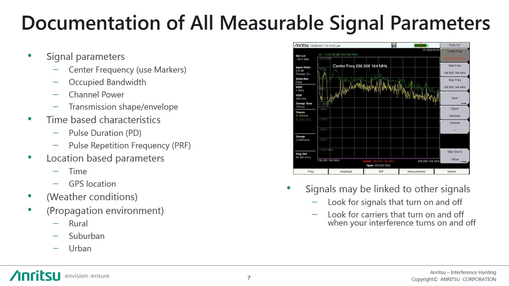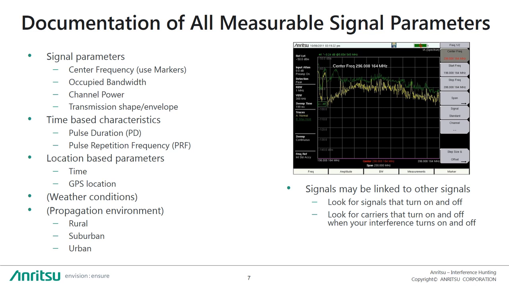Another example is the ability to get a picture of the envelope or shape of the interfering signal, for example by using trace features like max hold. Modulated signals have distinctive shapes, and with experience and building a library of known signals, you will be able to identify signals just from their shape.